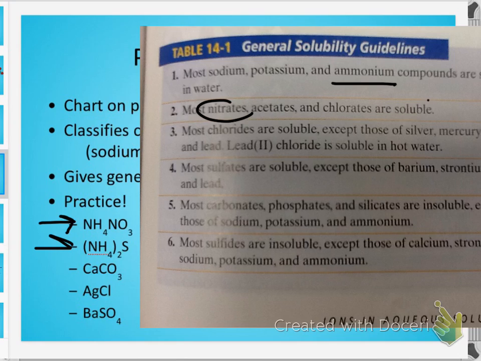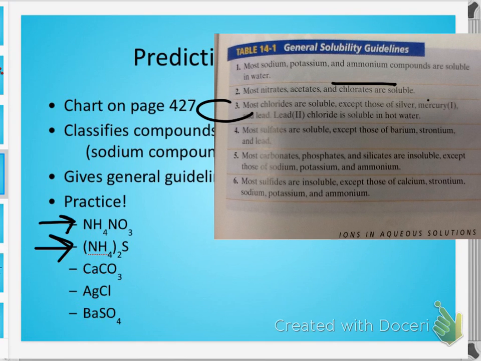Okay, which team wants to take ammonium sulfide, NH4 2S? Okay, and she says it is soluble based on rule 1 because most ammonium compounds are in fact soluble. And she also says it's soluble because of rule number 6. Most sulfides are insoluble except ammonium sulfide. So yeah, ammonium sulfide is in fact soluble.